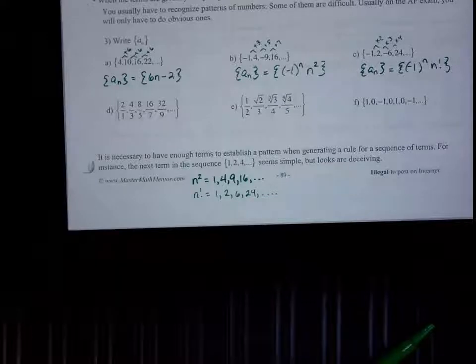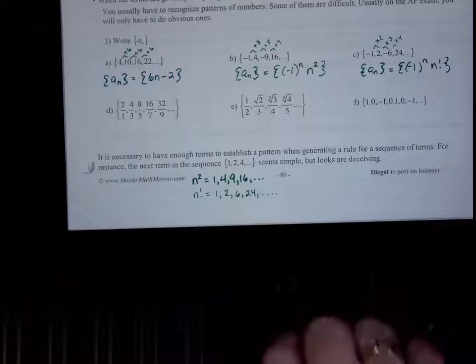It's nice to have those handy because what if the pattern was 2, 5, 10, 17? How does that compare to one of those two patterns? It's the squares plus 1. So if you can see that if I just subtract 1 from all the terms, I have the squares, then you know to write n squared plus 1. You follow me? Okay. So be looking for the squares, be looking for the factorials as you go through this. All right, let's go to letter D.